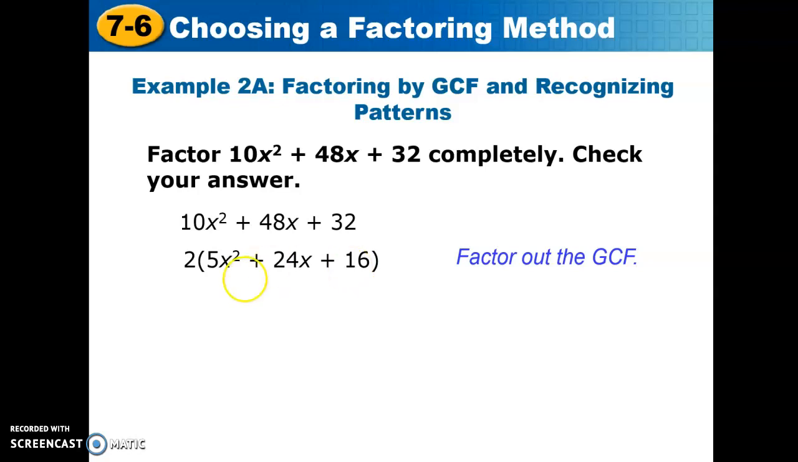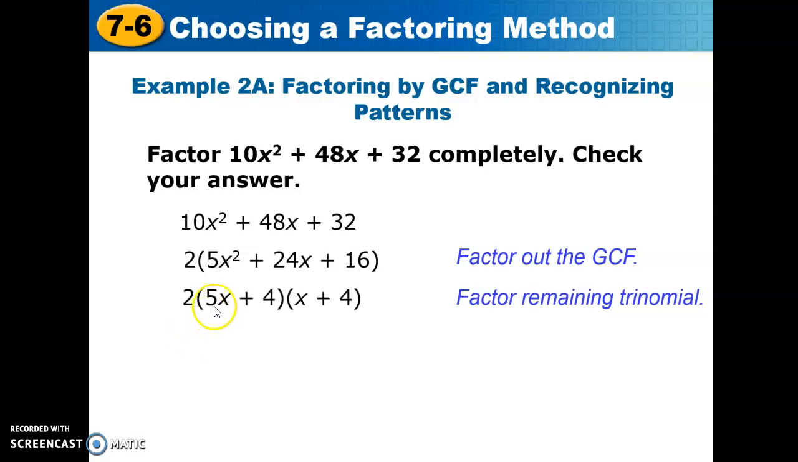At this point, you can think of this 2 as a constant. We're just going to drop it down to our next line. But what you want to do now is ask, do I have a perfect square trinomial? The 16 is a perfect square, but 5x squared is not a perfect square. So we have to use FOIL, or guess and check. We kind of skip through this because we assume you know it. You factor and you get 5x plus 4 times x plus 4.